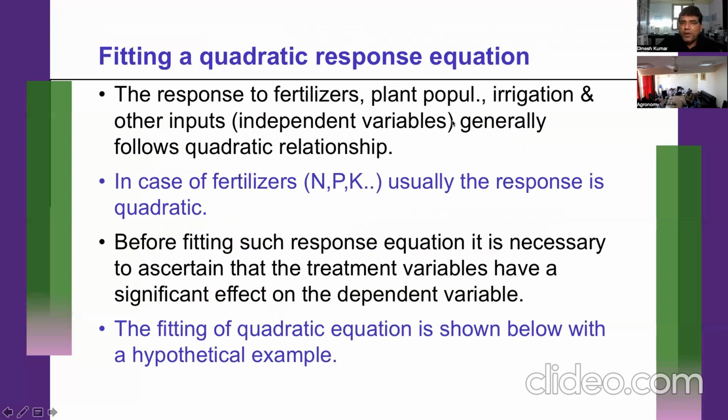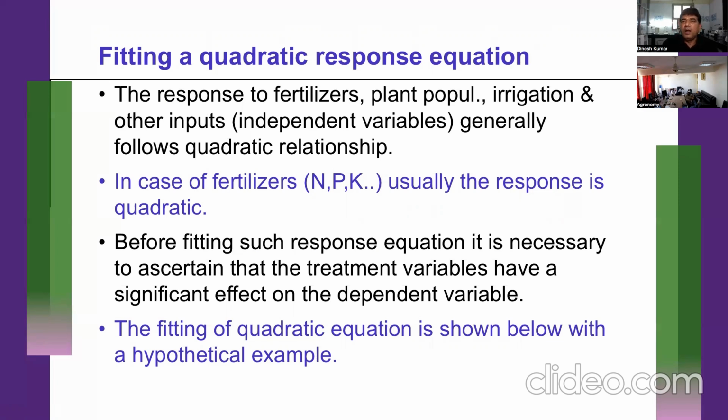Now, the response to fertilizer, plant population, irrigation, and other inputs generally follows a quadratic relationship. You remember the sigmoid curve. In the case of fertilizer also, a number of experiments have been conducted across the world and people have established that the response of crop yield to fertilizer is normally quadratic. Response to plant population is also quadratic.